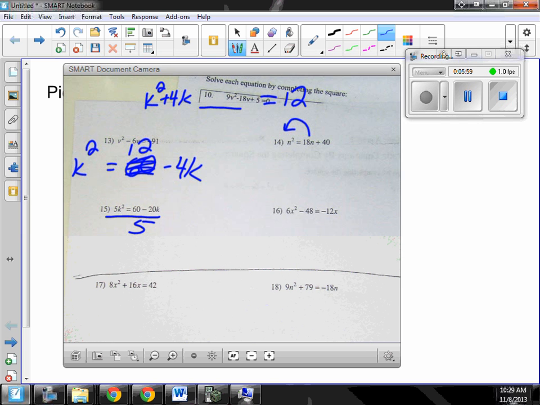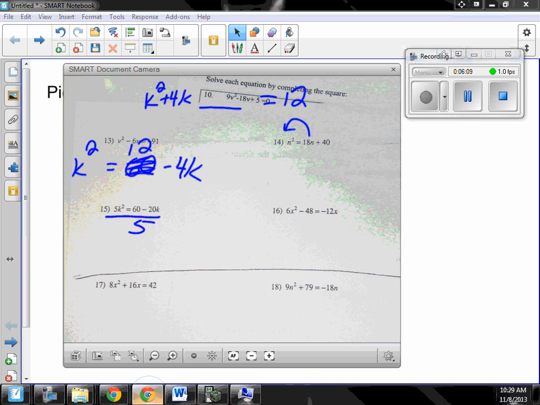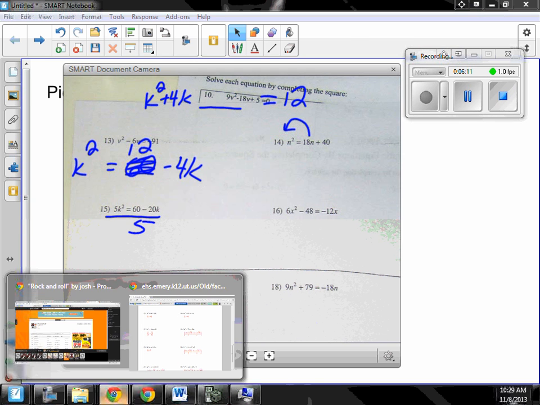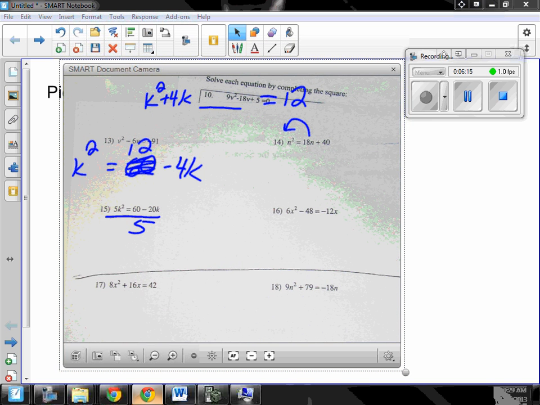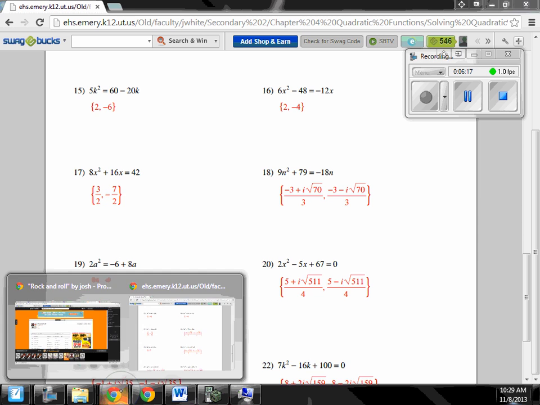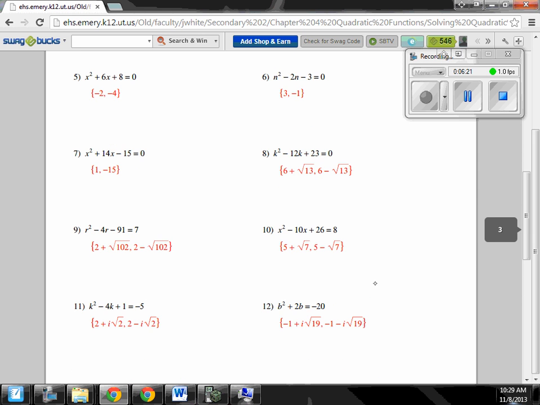The answers, if you don't get done today, the answers are online. If you go to this assignment, click on it. The first 2 pages are the worksheet, and the second 2 pages are the answers. But I will leave the answers right here. So you can just come up here and scroll this.